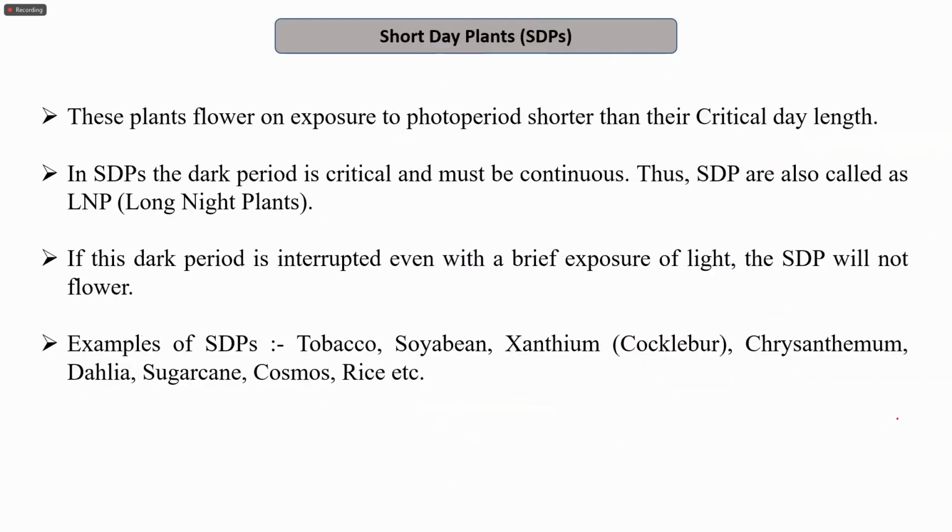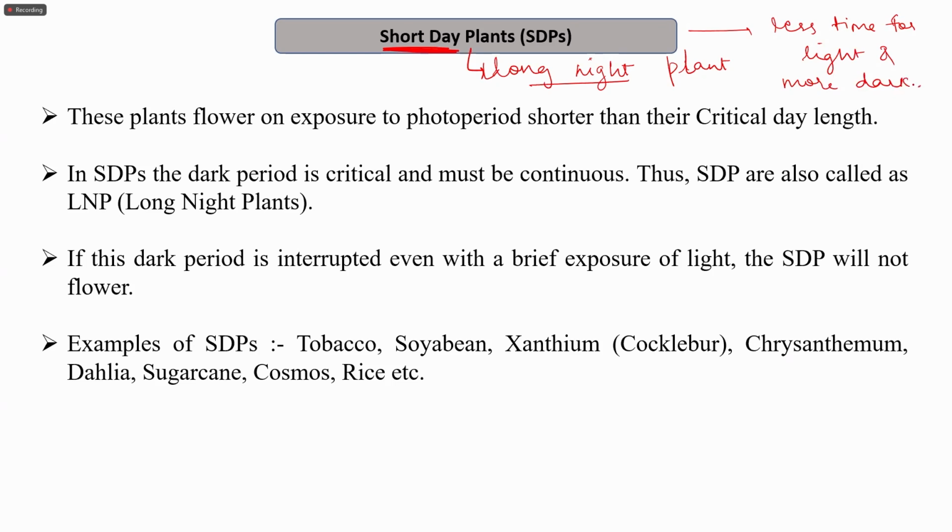that are not affected by light. Short day plants, as the name suggests, require light for a shorter time. So short day plants can be called long night plants, right? That is, short day and long night. They require short days and long nights, that is, less time for light and more time for darkness.